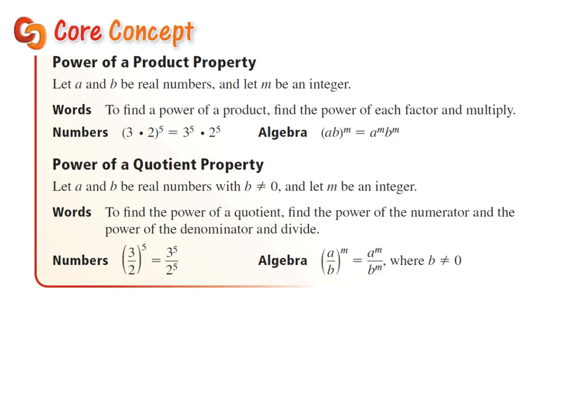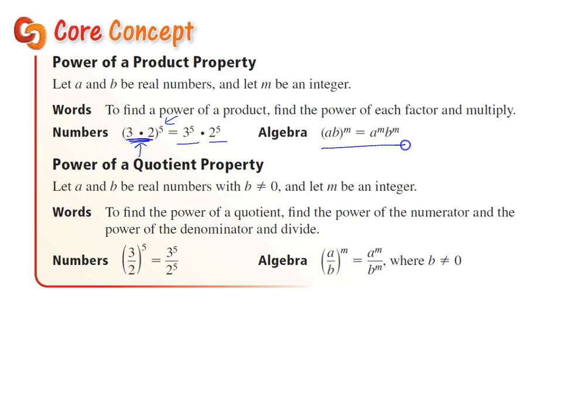So here we're talking about a couple of new rules. The power of a product. So that means you're multiplying something inside and then taking it to a power. But what that means is both things inside get that power. It only works because this is multiplication. If that was addition or subtraction, this wouldn't work.